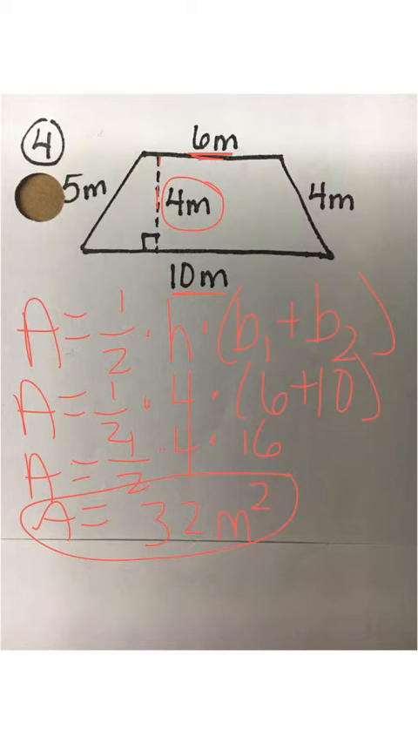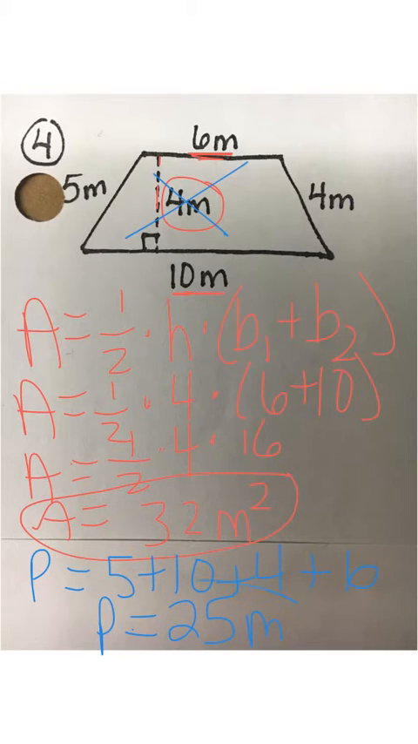For perimeter, you're adding up the sides, so we don't need to worry about the height on the inside. Perimeter is 5 plus 10 plus 4 plus 6. And you will get that it's 25, and the label was meters.